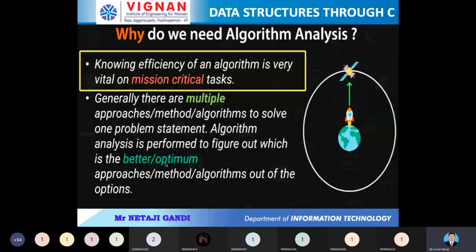Suppose you are working as an employee at ISRO, developing an algorithm, writing a computer program which takes a rocket into the orbit. The rocket goes to the orbit and releases. So how many seconds? Suppose, for example, we take 10 seconds.